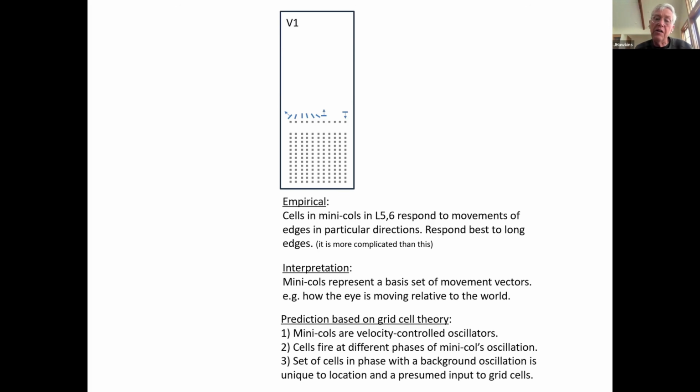And so if I check my position by which cell has its spikes at the same time as the background frequency, then this becomes like a one-dimensional grid cell module.